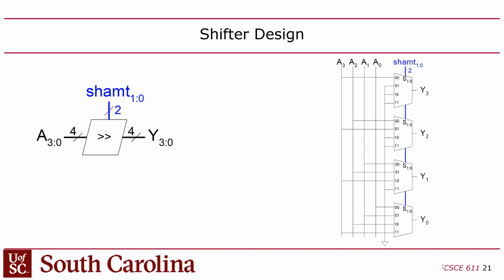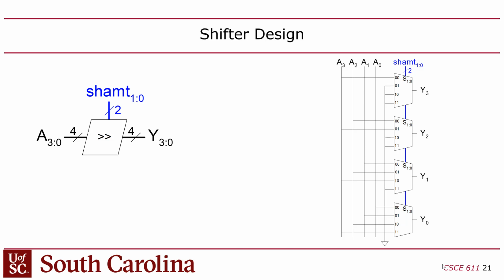This one is shifting, if the shift amount is 3, then I have 0, 0, 0, and A3. So this is shifting to the right. Because if my shift amount is 3, A3, which is the most significant leftmost bit of A, will end up in Y0, which is the rightmost bit of Y, right? So this is only doing a right shift where the shift amount is specified there.